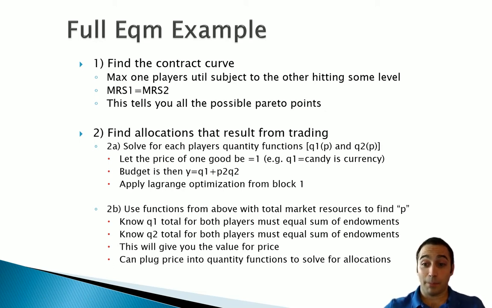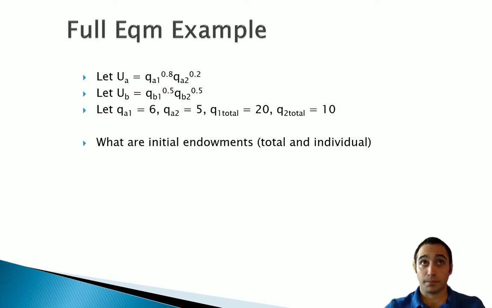This sounds like a lot of steps, so let's do it for real. So first, note that we are given util functions, namely that UA is given by QA1 to the 0.8, QA2 to the 0.2, and UB is given by root B1, B2. What type of indifference curves are these? Hopefully you note that these are, obviously, Cobb-Douglas utils. Also, let player 1 be endowed with 6, 5, and let the total on the island be given as 20, 10. With these endowments, what is the total and individual endowments for both players?